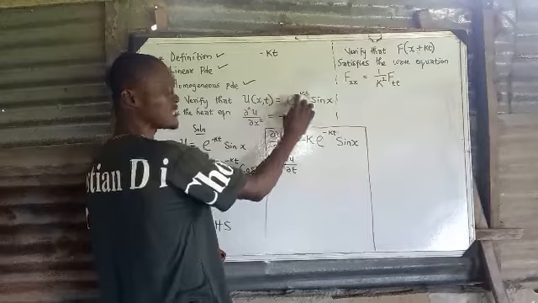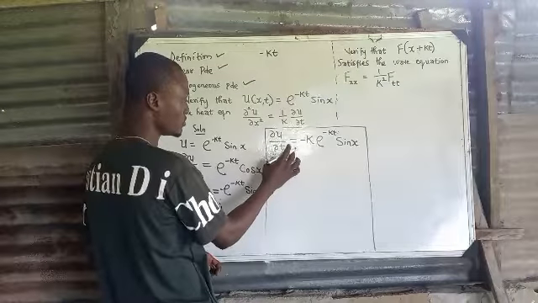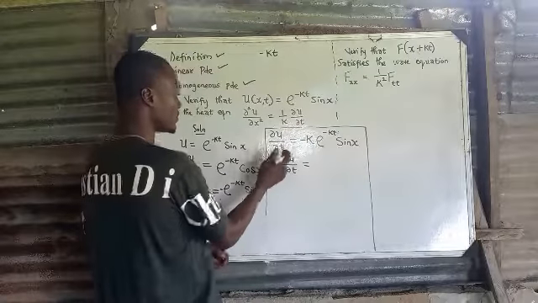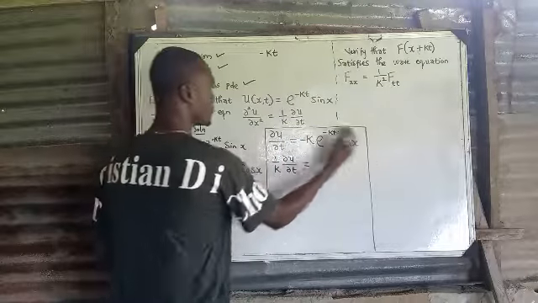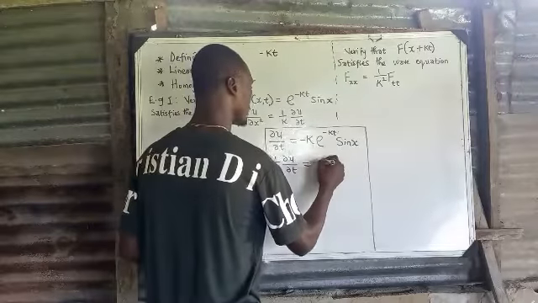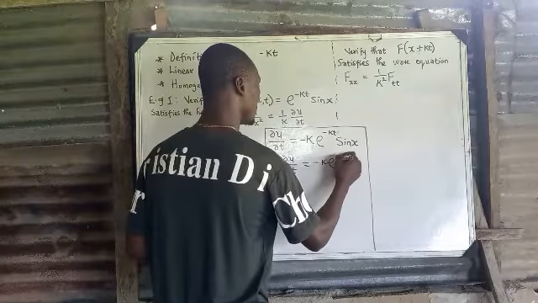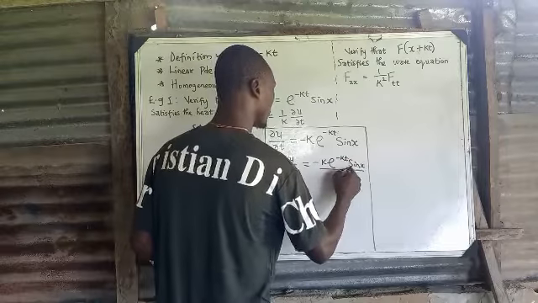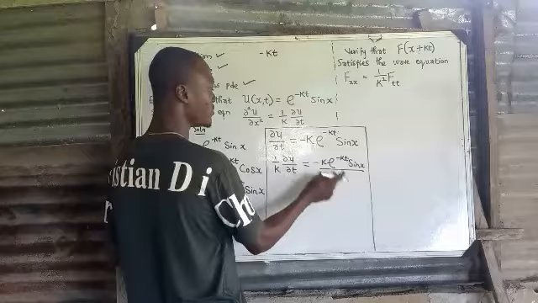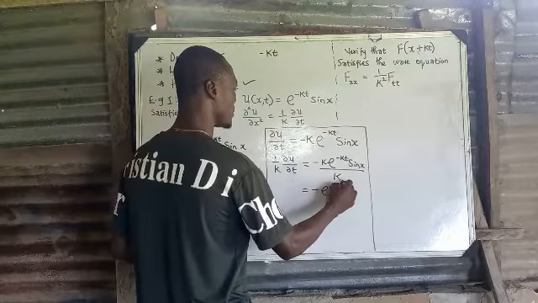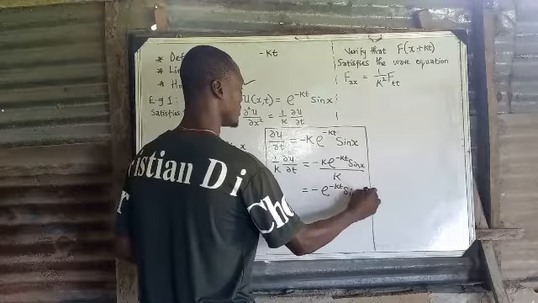Remember, our target is to get this right hand side. So if we do this, that means 1 over k is also multiplying this part. Since we are multiplying this part by 1 over k, multiply this part also by 1 over k. So we have minus k e to the minus kt sine x all over k, same thing as 1 over k. The k will cancel k, so we are left with minus e to the minus kt sine x.